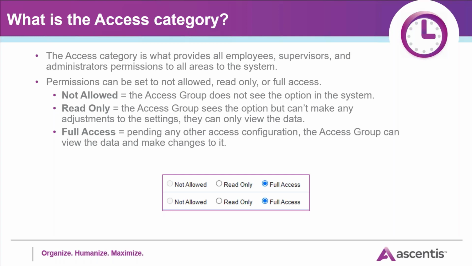And then lastly is full access. So that's going to most likely give that access group permissions to touch anything on that page, pending any other kind of access configuration. For example, I may have full access to the timesheet, but if you restrict my access to the holiday pay code, I can't touch any records or add holiday to the timesheet. But I still technically would have full access to it.